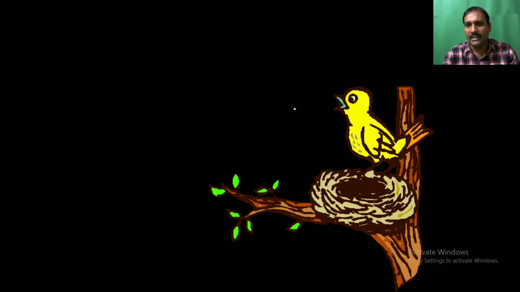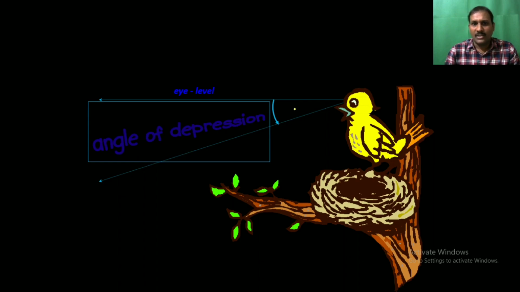We'll go with another example. There is a bird. This is the straight line, or you can say the horizontal line. It is trying to observe something on the ground, so it has to bend its head at a certain angle. That angle is called the angle of depression. Here this is eye level or horizontal line, and this is the line of sight. The angle between them is the angle of depression. So the line of sight is below the horizontal line. In this case, the angle of depression is formed.